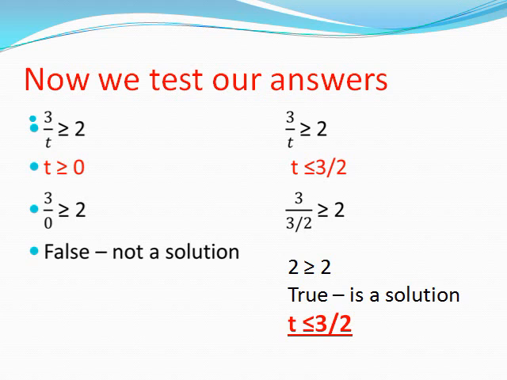When we put 3 over 2 in, we get 3 over 2 is greater than or equal to 2. And that gives us 2 is greater than or equal to 2, which is true because 2 is equal to 2. So that means that t is indeed less than or equal to 3 over 2.